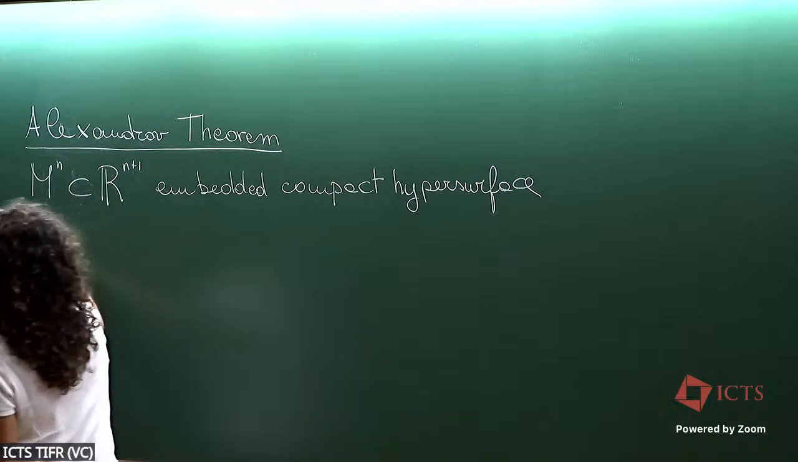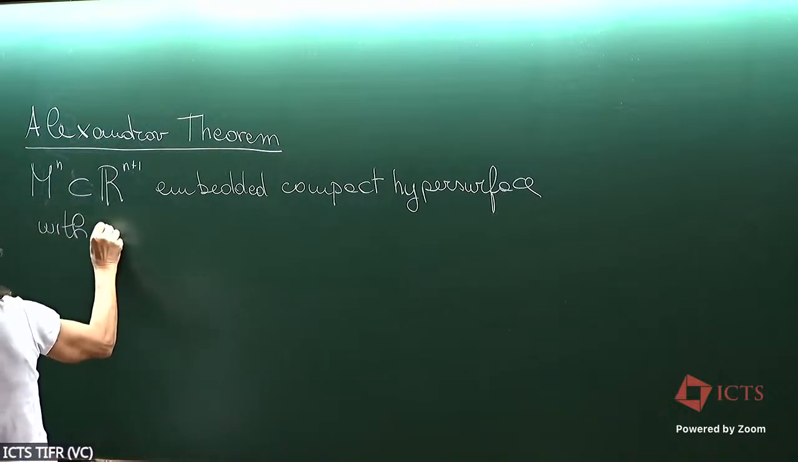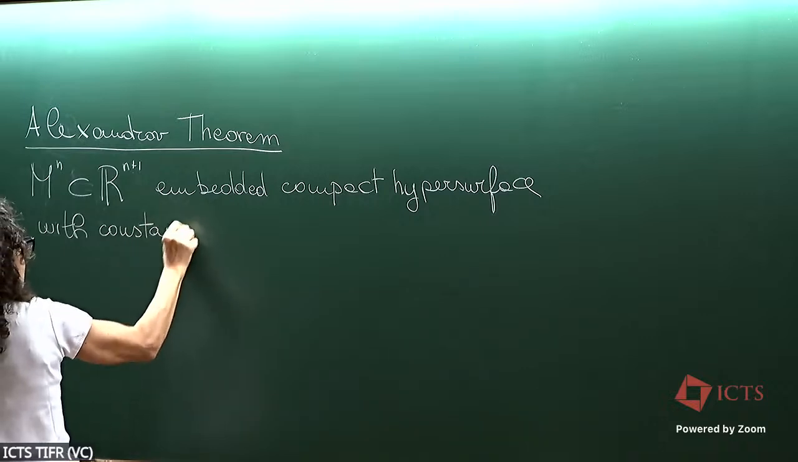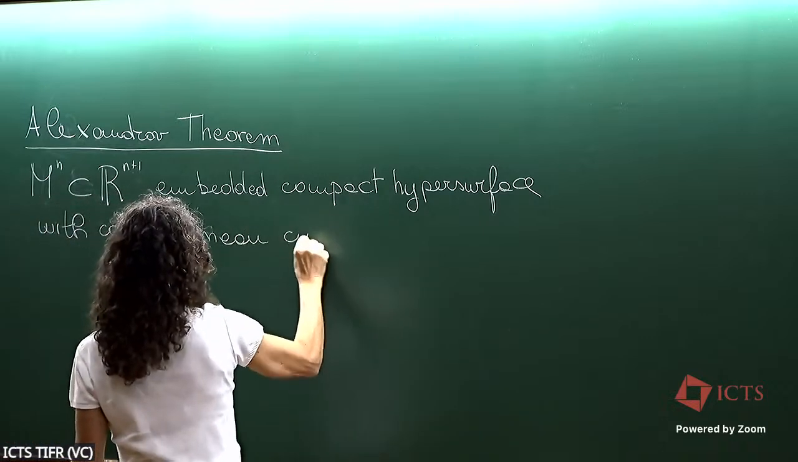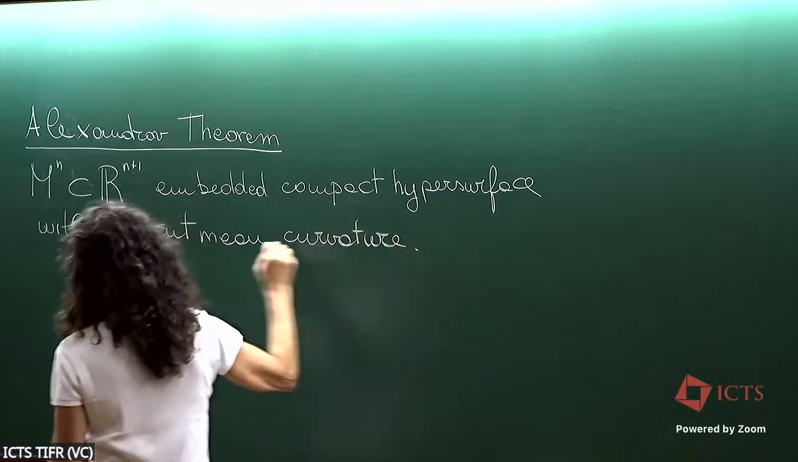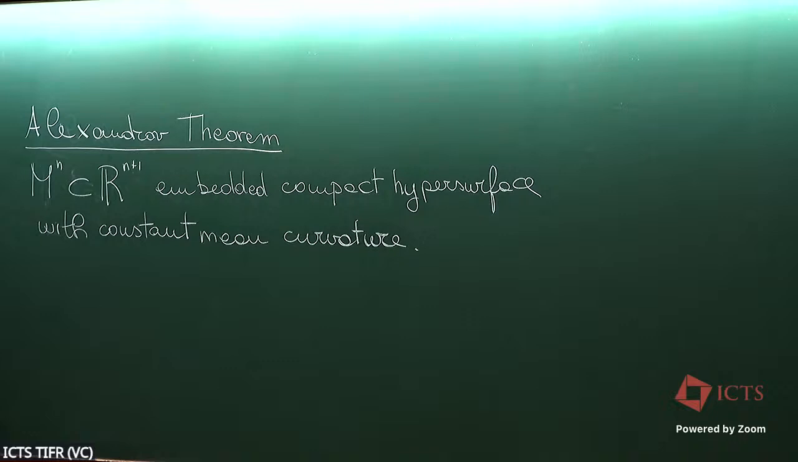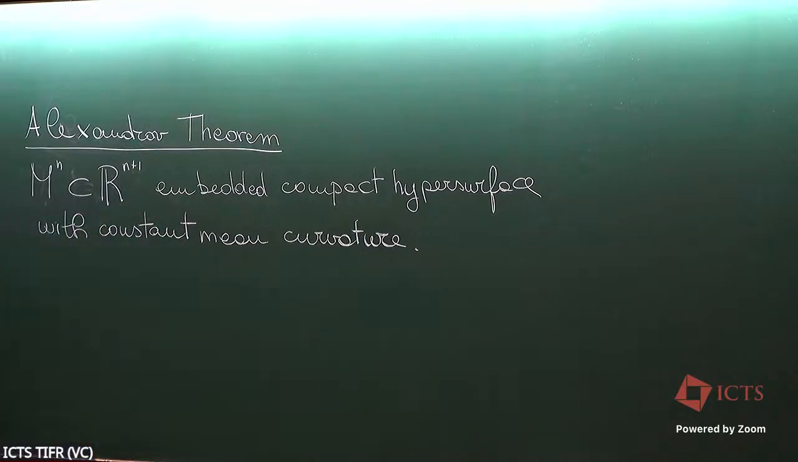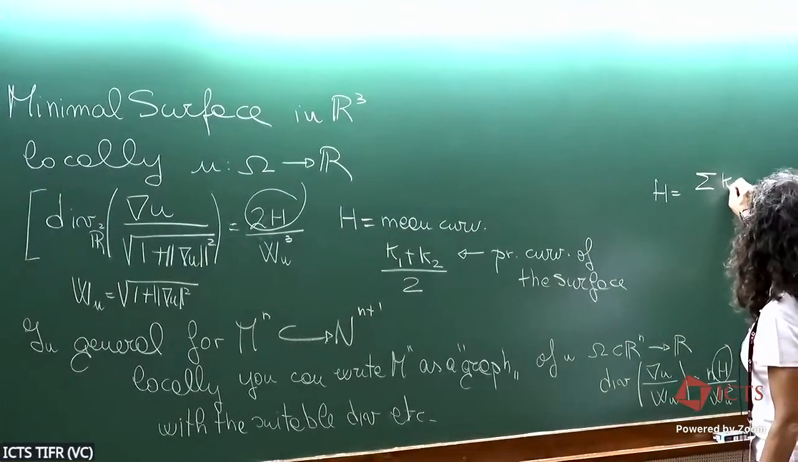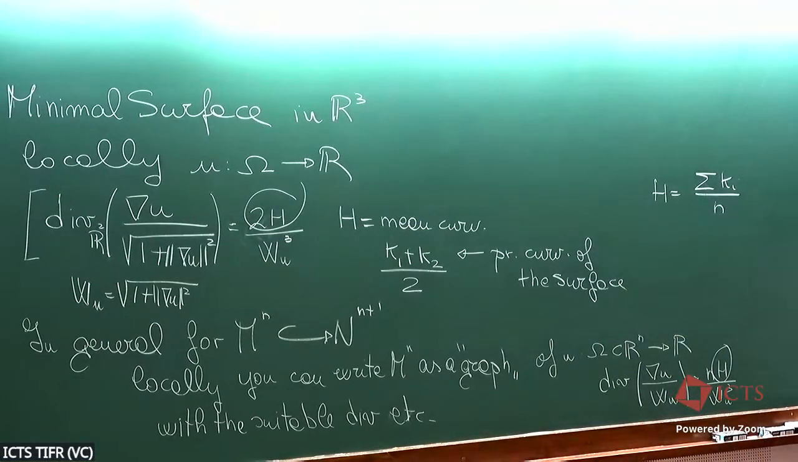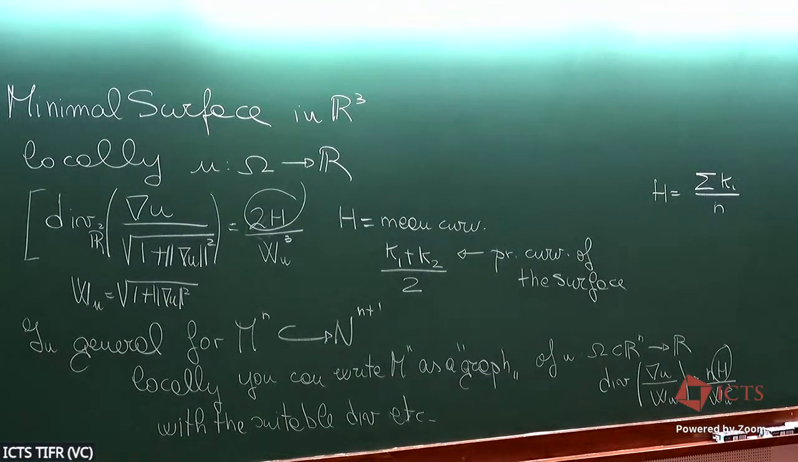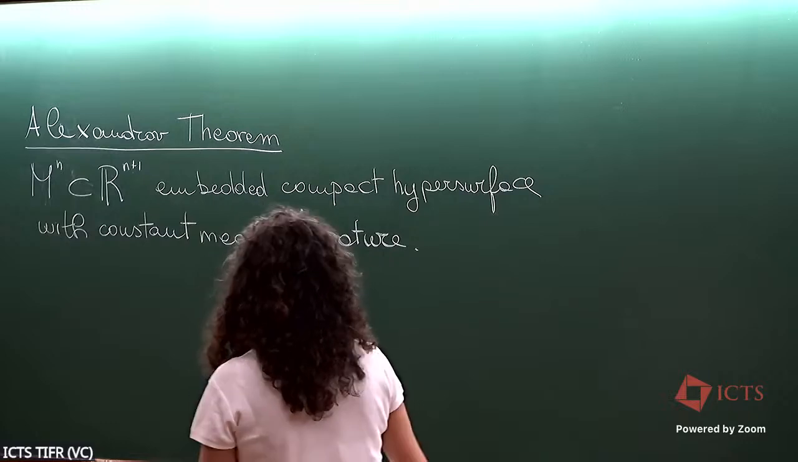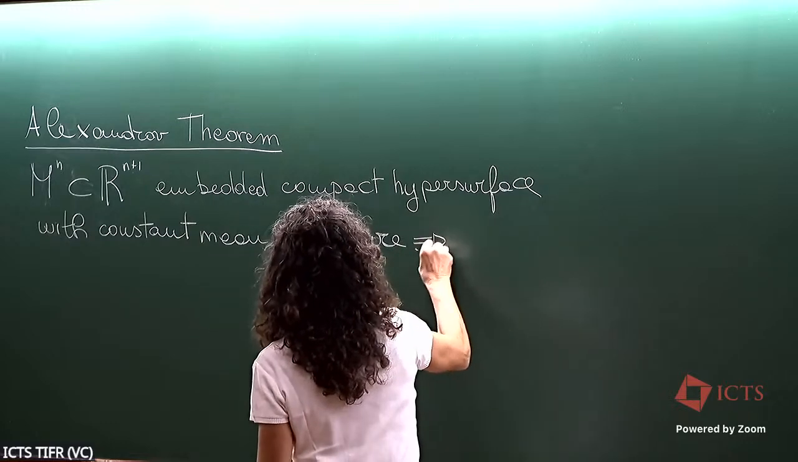with constant mean curvature. So it's not minimal, but with constant mean curvature. Of course, I define the mean curvature only for a surface, but if you are in a Riemannian manifold, in particular in R^(n+1), you have the connection, you can define n principal curvatures, and then the sum of the k_i over n will be your mean curvature. It's a simple generalization. So M be an embedded compact hypersurface with constant mean curvature, then M is a round sphere.